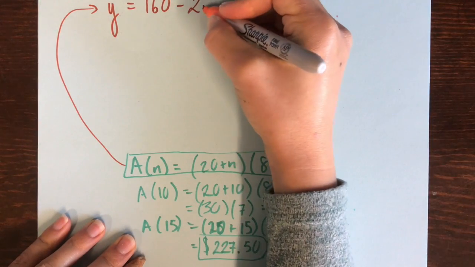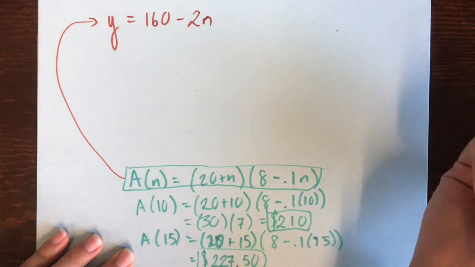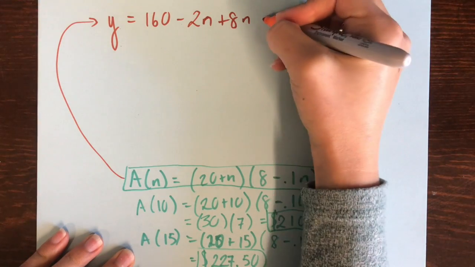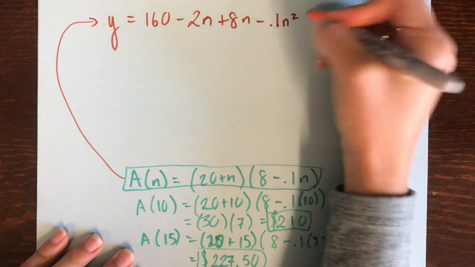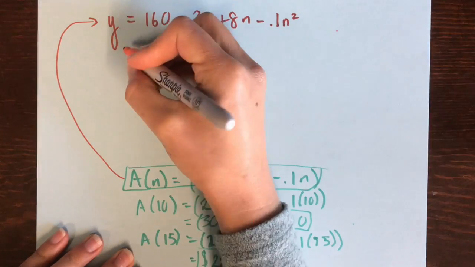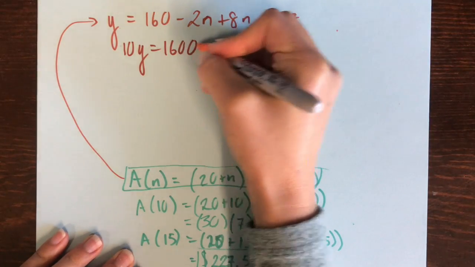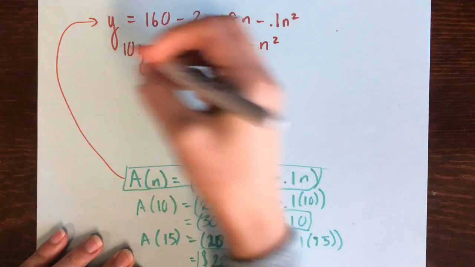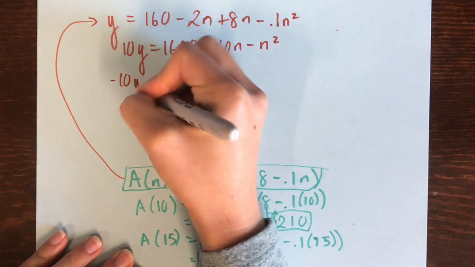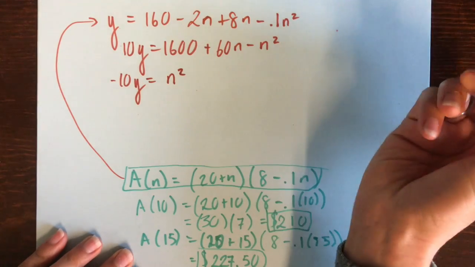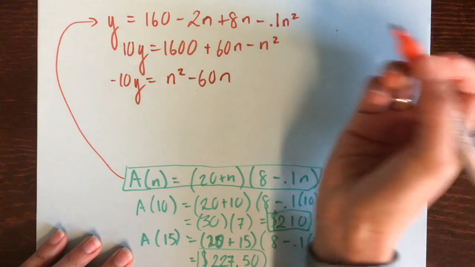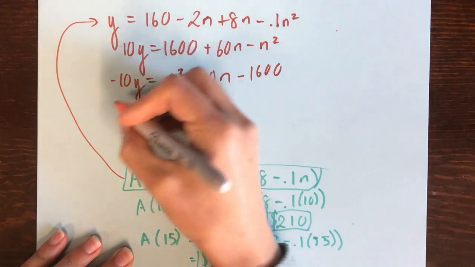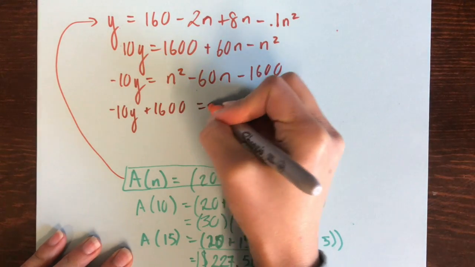Okay, so what I'm going to do is take my function a of n and replace a of n with y. And then I'm going to solve for the standard form of the parabola. So the first thing I'm doing is dividing by 0.1, or you could think of multiplying by 10. So I get 10y is equal to 1600 plus 60n minus n squared. And then I'm going to bring that negative over, and add the 1600 to both sides so that I'm ready to complete the square.